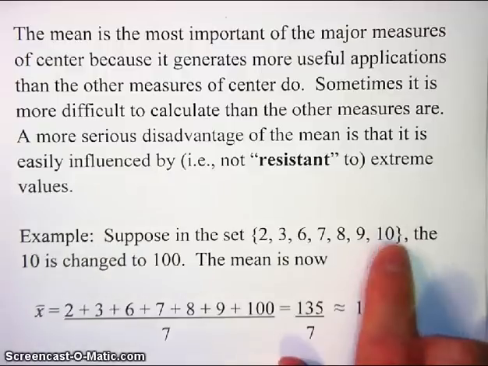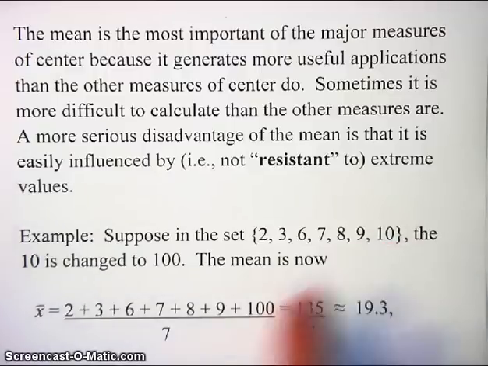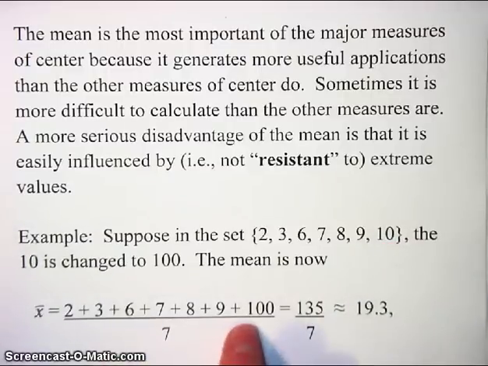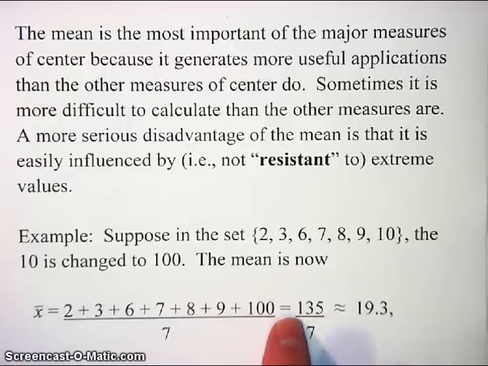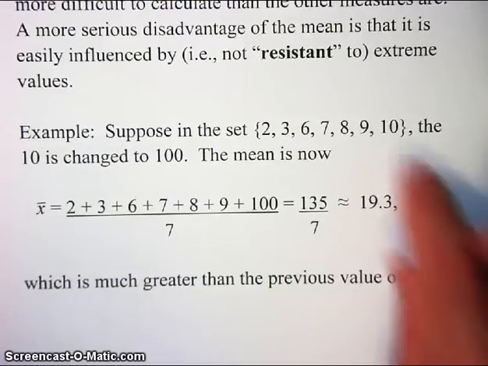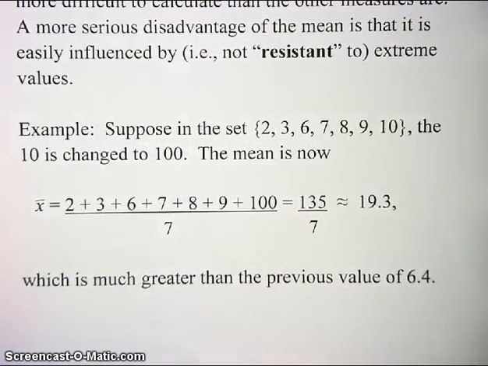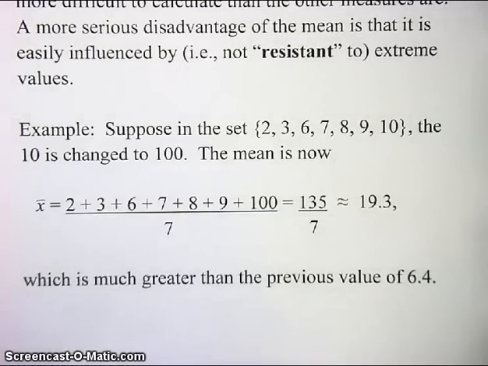Now, if you take this data set that we looked at before, it had a mean of about 6.4. If you change that 10 to a 100, that's going to affect the mean. You're now adding 100 here instead of 10. The total is now 135 for all the data values. Divide by 7, you get 19.3. So changing that one value from a 10 to 100 had a big effect on the mean. That means the mean is not resistant to this big value.